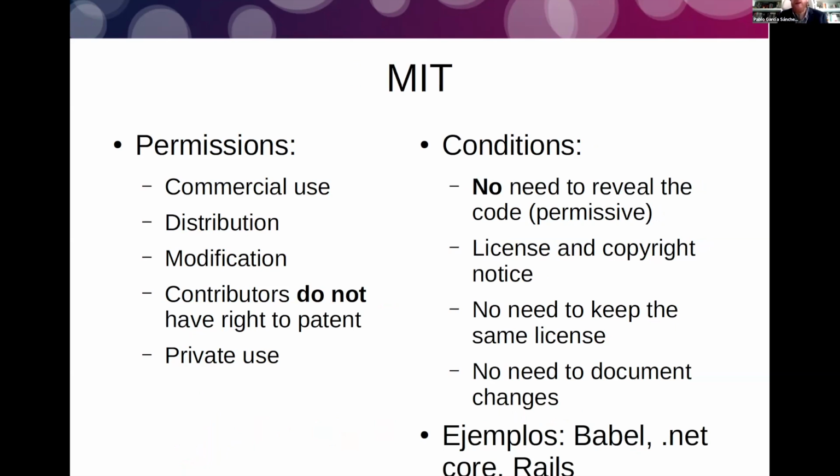And finally, the MIT license is the most permissive of all. It is very similar, but the difference is you don't need to reveal the code, as in Apache, and the contributors do not have the right to the patent either. But there are a lot of programs using MIT. MIT is like a do-whatever-the-F-you-want license, but in a serious way, you know. It's like, do whatever you want with my license. A lot of companies use it because it allows more flexibility.